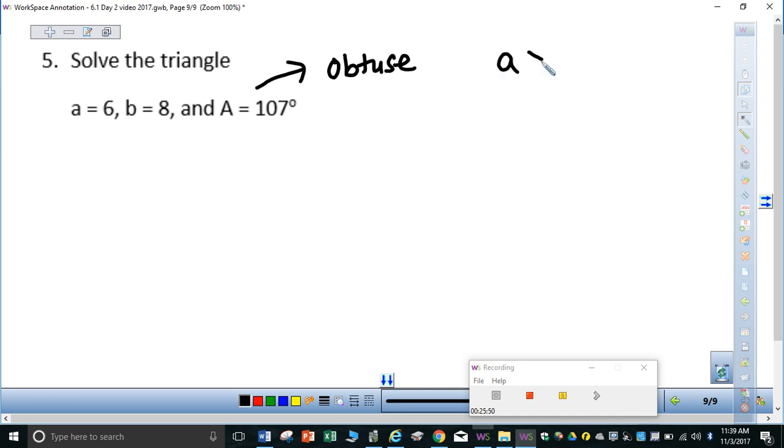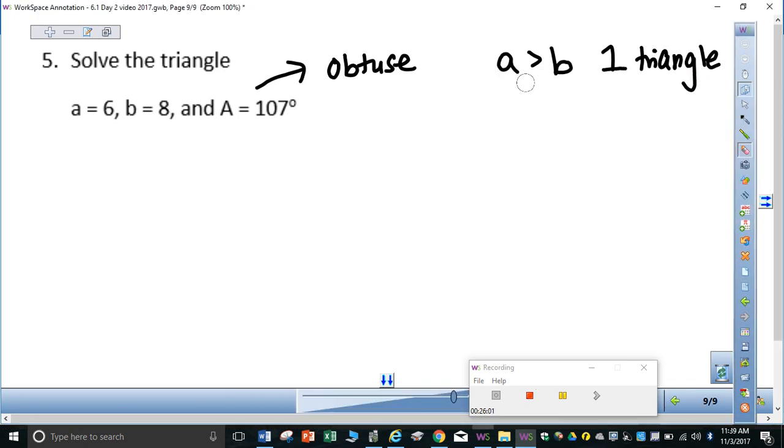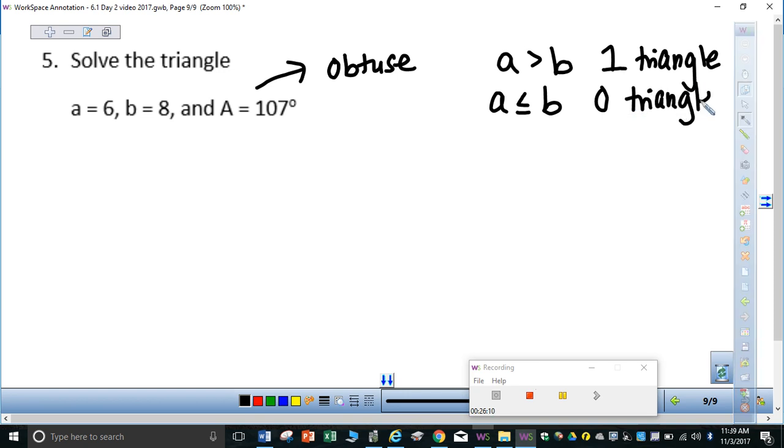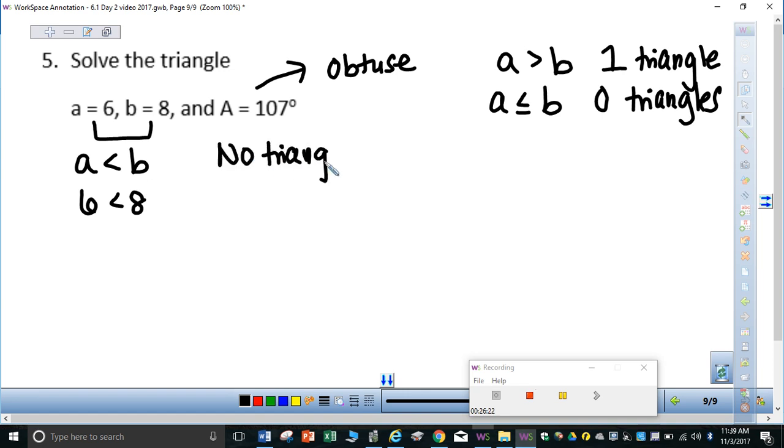So if A is greater than or equal to side B, we end up with one triangle. Actually, that should be not equal to, but just if A is greater than B, it's one triangle. If A is less than or equal to side B, then it's 0 triangles. And this is just going back to that chart that we looked at the very beginning. So if we look at a comparison between A and B, A is less than B, so it's no triangle.